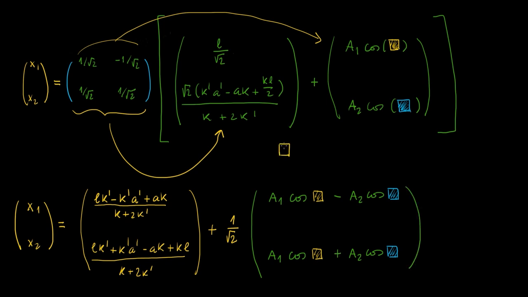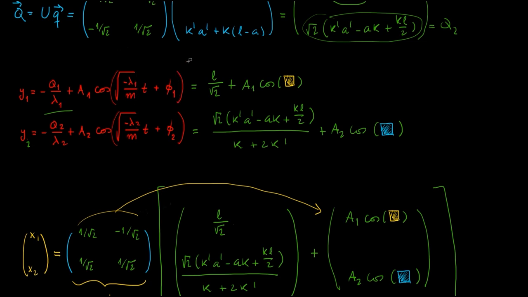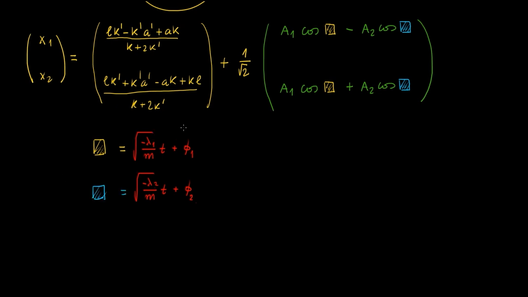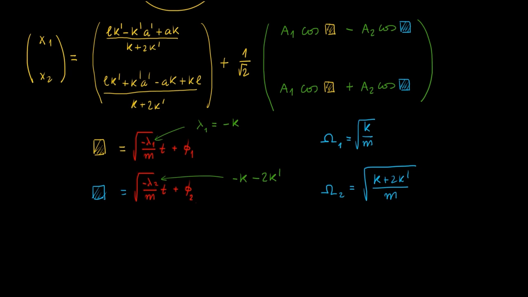The yellow square is, remember this, let me copy all this, it's easier to delete this thing, and this is the yellow square and this is the blue. Remember lambda 1 is equal to minus k and lambda 2 is minus k minus 2k prime, and then the normal frequencies are square root of k over m and square root of k plus 2k prime over m. And you see now another interesting thing, that is this vector is just the equilibrium position.